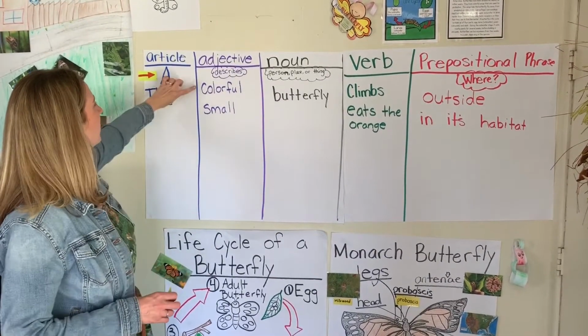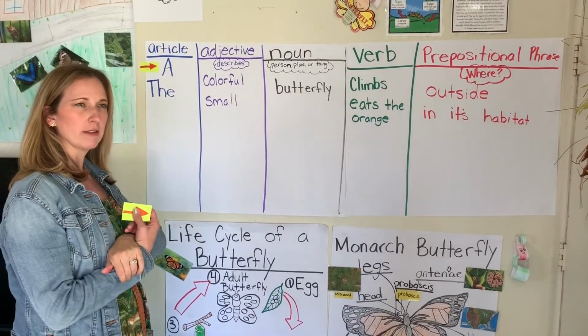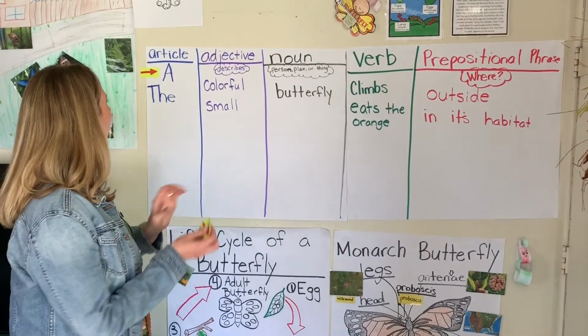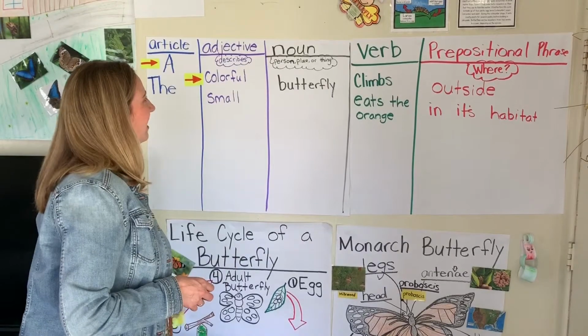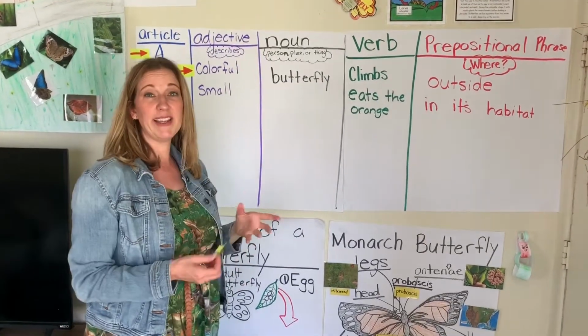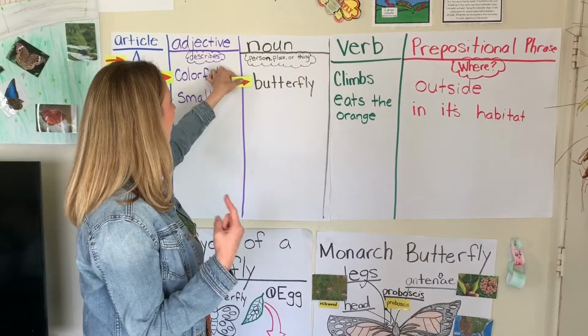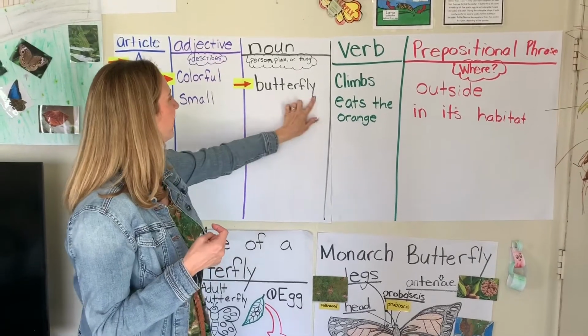And do I want to choose colorful or small? I'll choose colorful this time. And now when I get to the noun category, I only have one noun because I'm only talking about one thing, which is the butterfly.